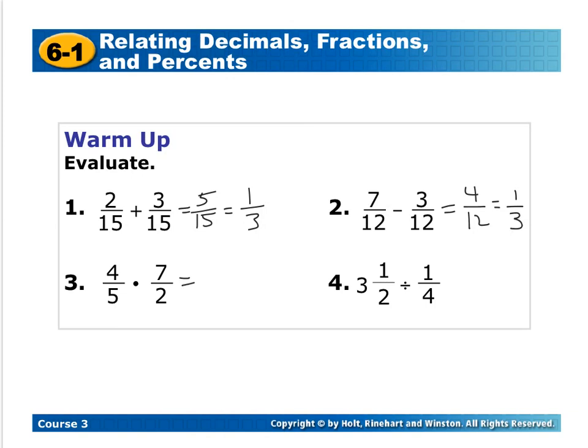Here we're going to multiply across, but I'm going to go ahead and cancel. So this becomes 1, this becomes 2, so you get 14/5, or 2 4/5. And then lastly here we have 2 times 3, which is 6, plus 1 is 7.